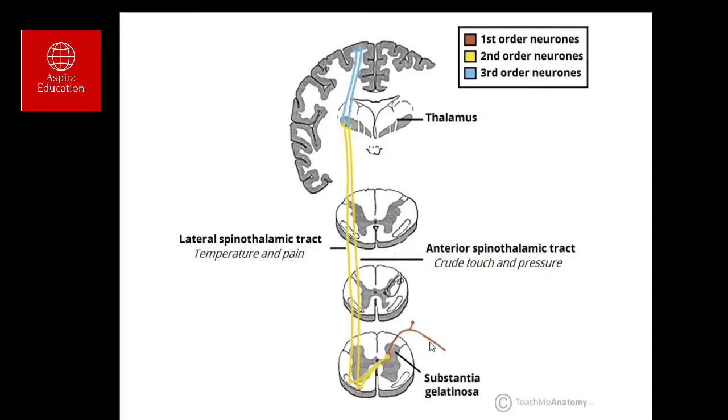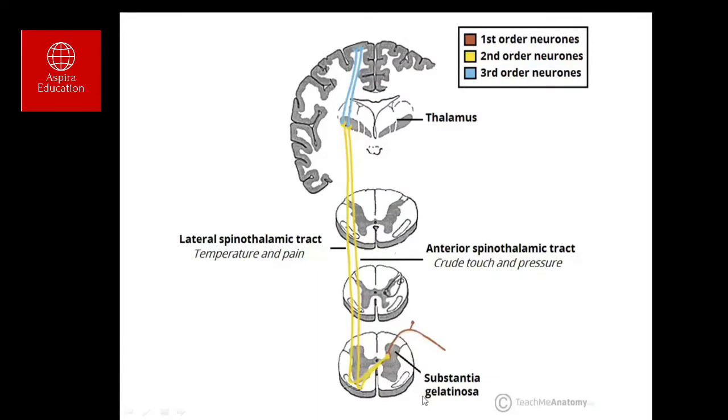The spinothalamic tract is mainly important for crude touch and pressure. We have two separate parts of the spinothalamic tract, anterior and lateral. We do not differentiate these two for clinical purposes. Just remember the spinothalamic tract is important for transmission of pain and temperature, crude touch and pressure. What we clinically test is mainly pain and temperature. So remember that the spinothalamic tract is required for pain perception and temperature perception. Now, what is the pathway for the spinothalamic tract?